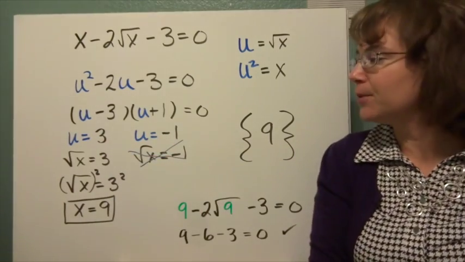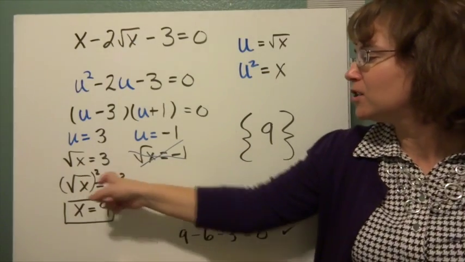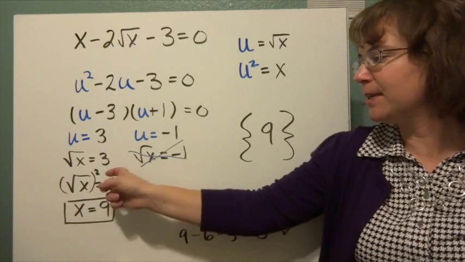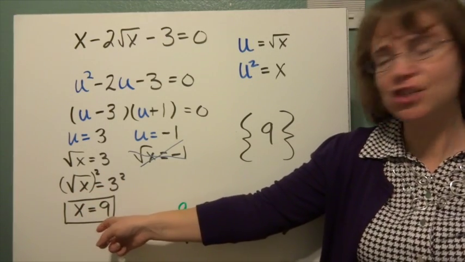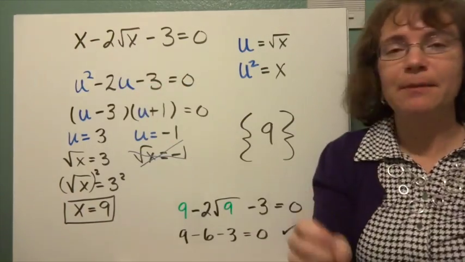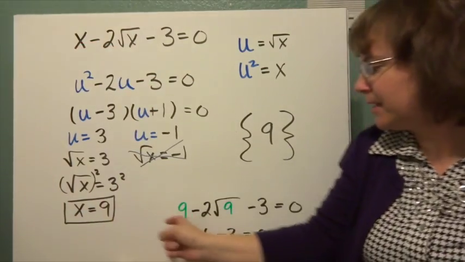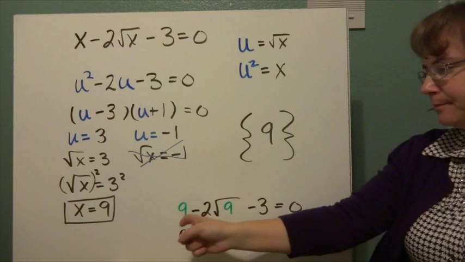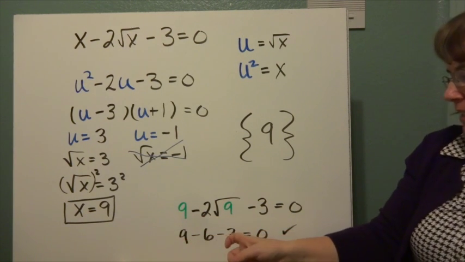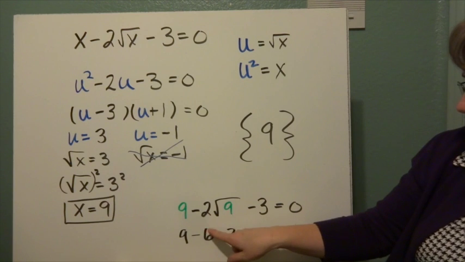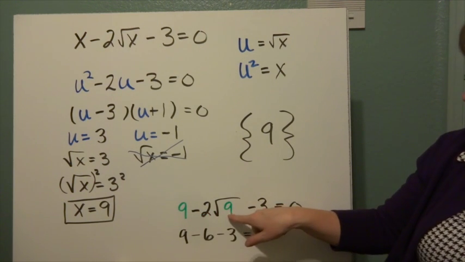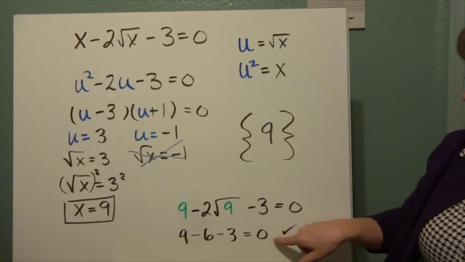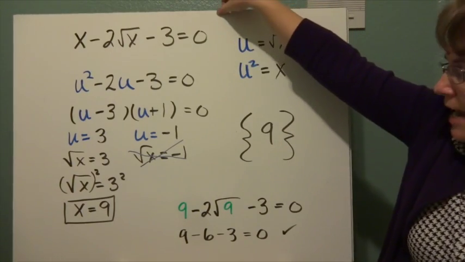I have square root of x is equal to 3. Now I know that can happen, so I go ahead and square both sides. Square root of x squared is just x, and 3 squared will give me a 9. I can actually check my value if I wanted to, substituting it back in. So instead of an x, I'm going to put a 9, minus 2 times the square root of x, which is 3, minus 3. So I have 9 minus 2 times 3, which is 6, minus 3, and I have 9 minus 6 minus 3 equals 0, and that all checks out.